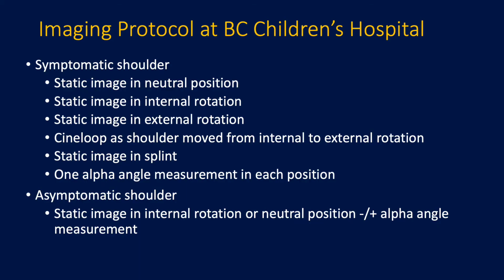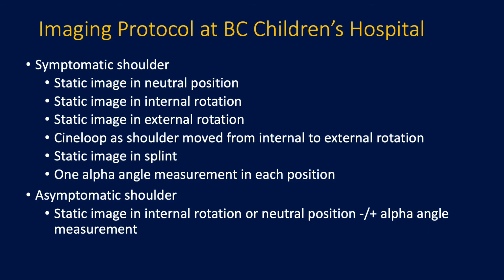The imaging protocol for shoulder ultrasound at BC Children's Hospital includes imaging of both the symptomatic and asymptomatic shoulders. For the symptomatic or affected shoulder, we obtain static images in neutral position, that being the position that the patient holds their shoulder at rest, static images in maximum internal rotation, static images in maximum external rotation, a cine loop as we move the shoulder from internal through external rotation, a static image in splint if the child is being treated in splint, and we do one alpha angle measurement in each of these positions.